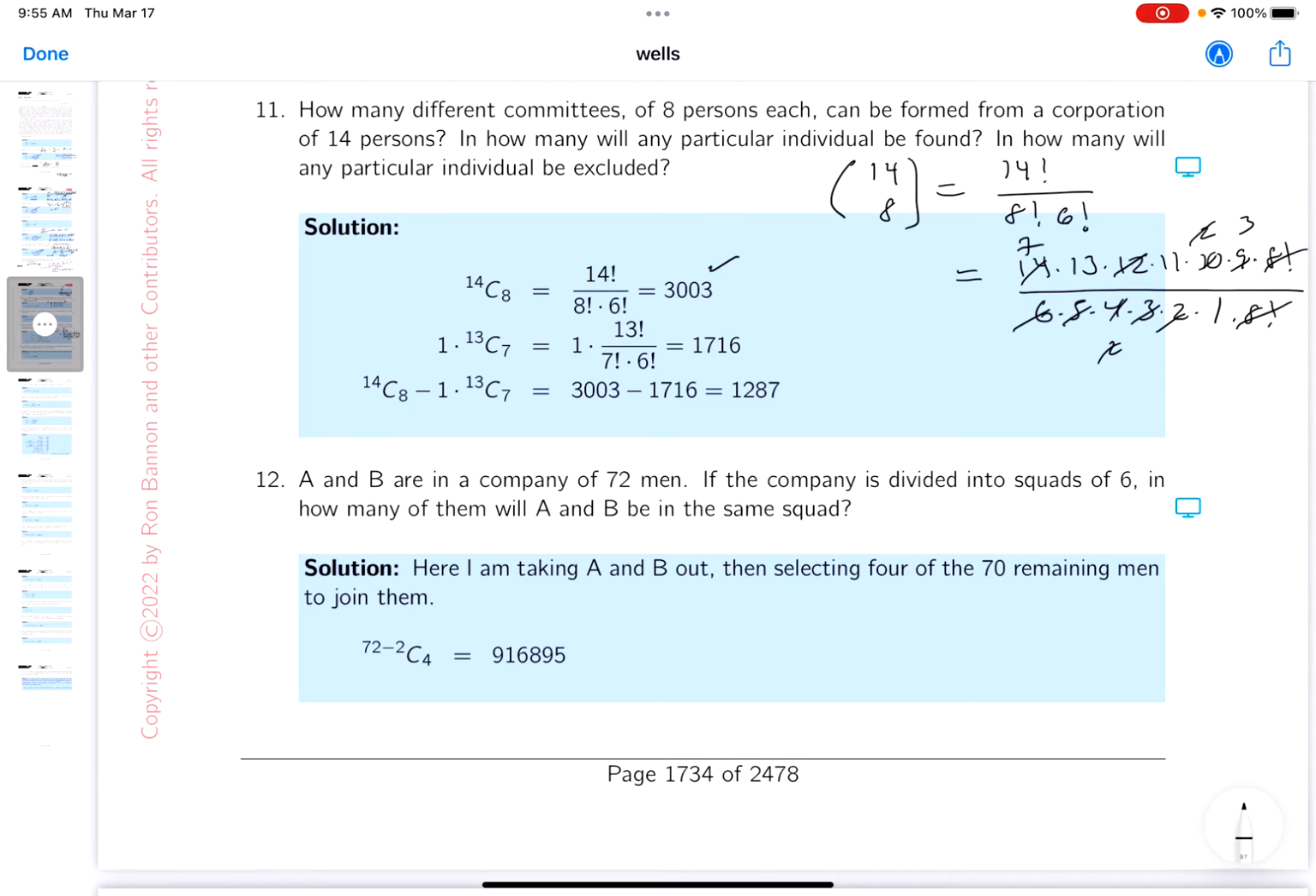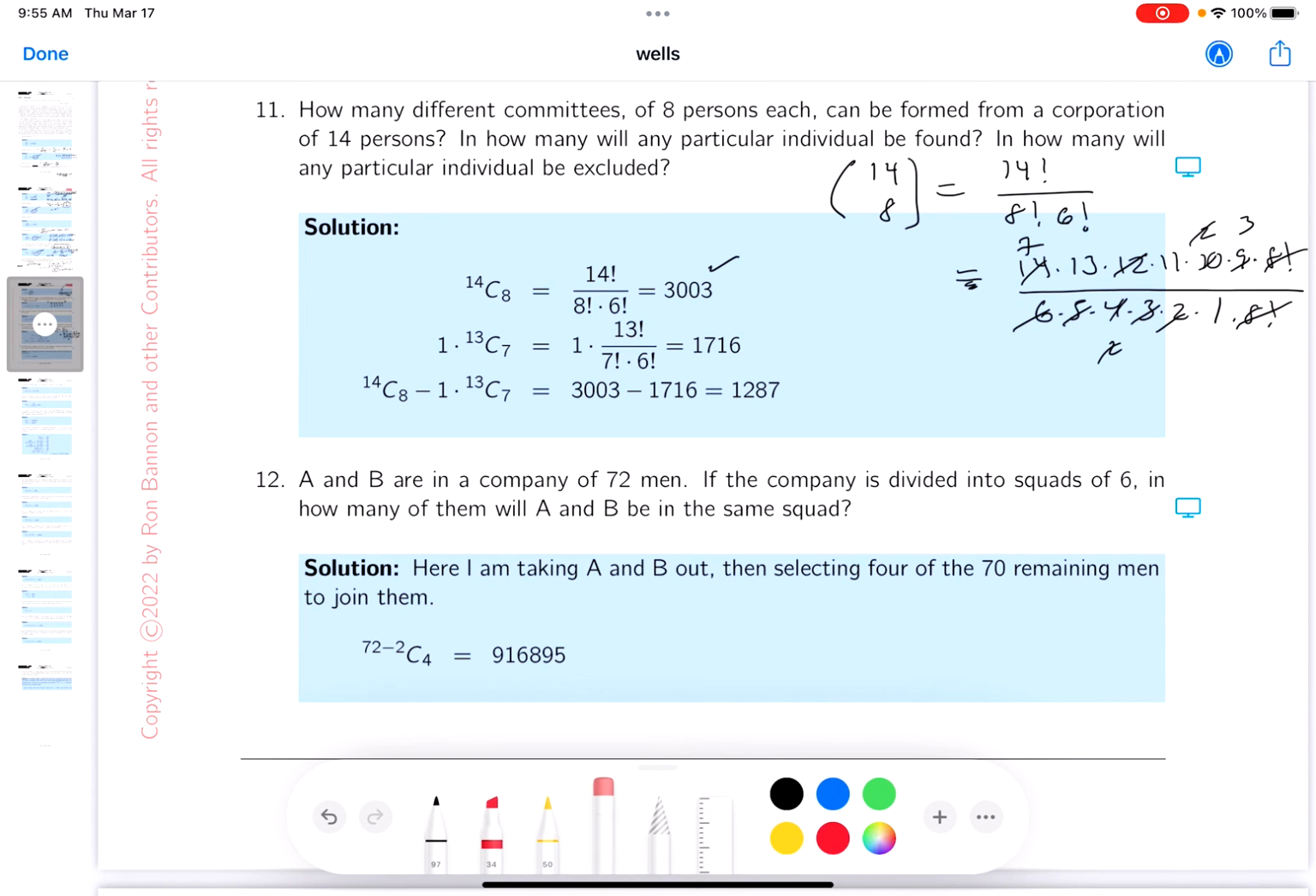Now, there's 2 other questions, though, and that's what I want to get to. They're more difficult questions, by the way. So let me just take a look at this. Let me get my eraser out. All right, that's the first question. And the answer to this is 3003.